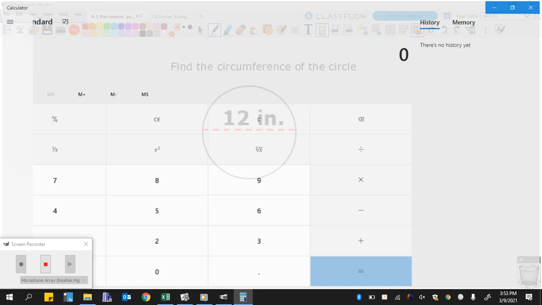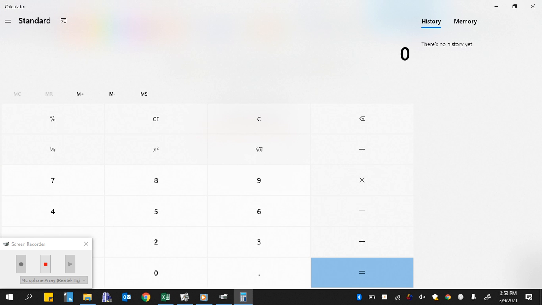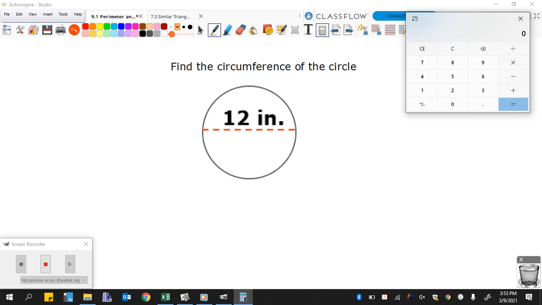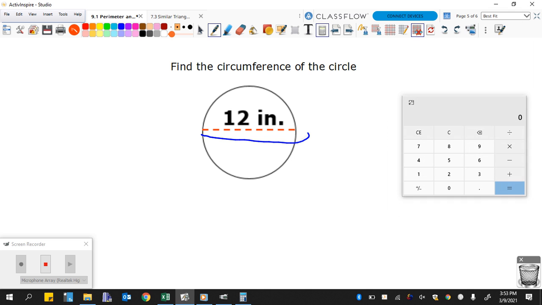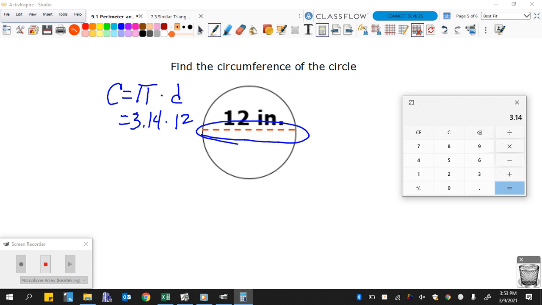I'll get my calculator into a small size. We're given a diameter here. So circumference is equal to pi times the diameter, which is 3.14 times 12. So 3.14 times 12 is 37.68 inches. We use this formula because we're given the diameter.